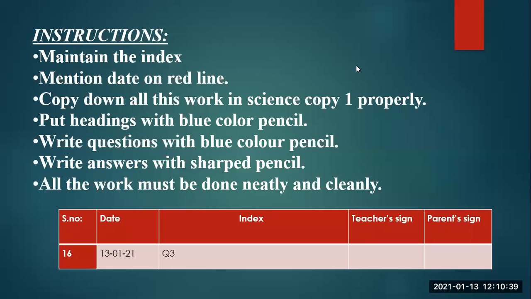10, 9, 8, 7, 6, 5, 4, 3, 2, 1. Done, everyone?